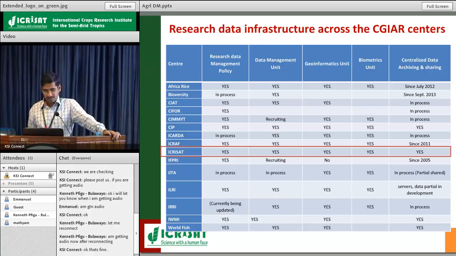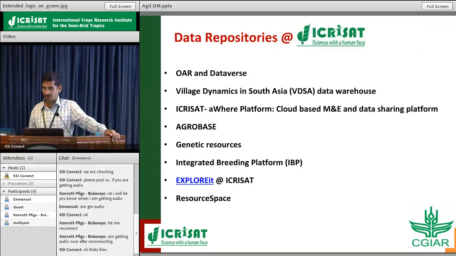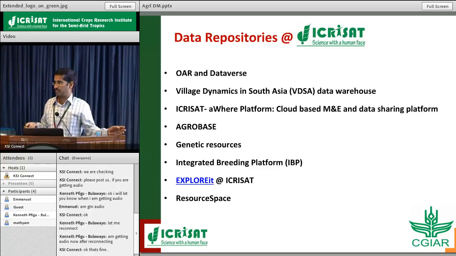And these are all the different promotional activities we are working on at ICRISAT. Last year, on October 24th, we managed Open Access Week, and we now have the policy and are conducting capacity building. And we have different data repositories: OER, database, VDSA, aware platforms, Agrobase, a lot of things. Tomorrow we'll see the database, how to set up, how to install, and how to establish a data repository in the simplest way. Maybe that is useful to establish the kind of platforms we have at ICRISAT in your organization.